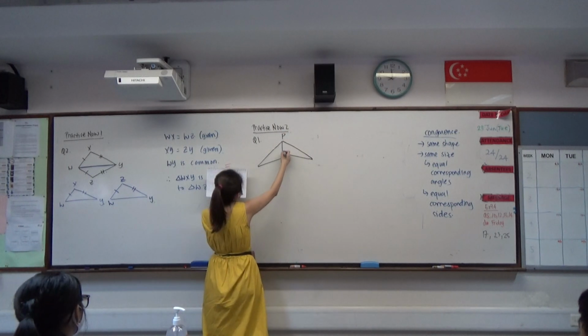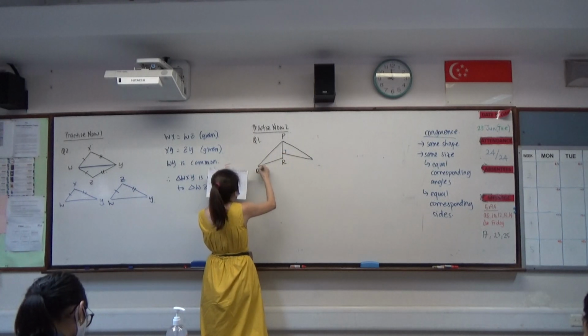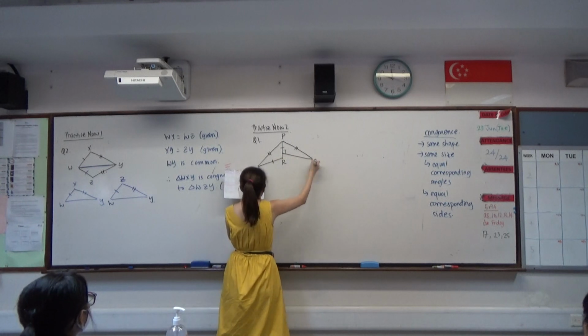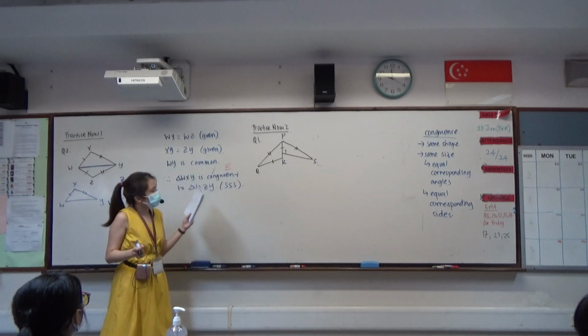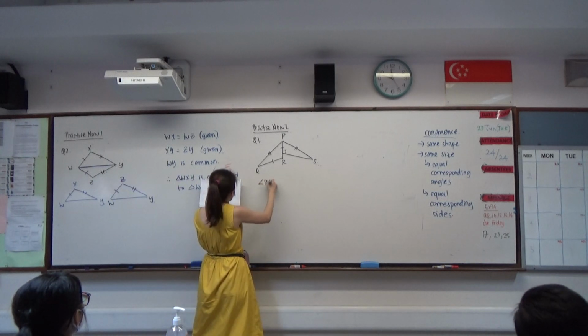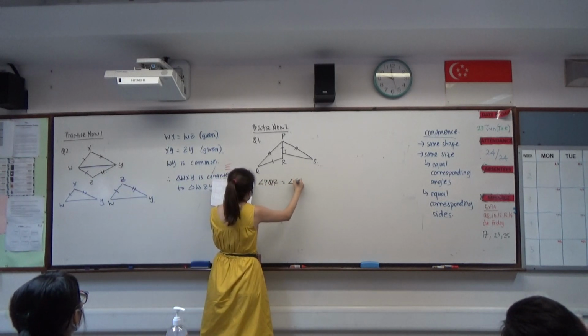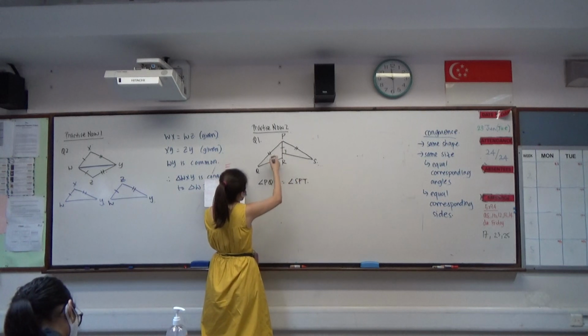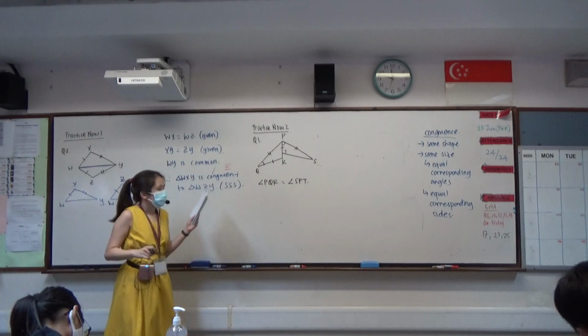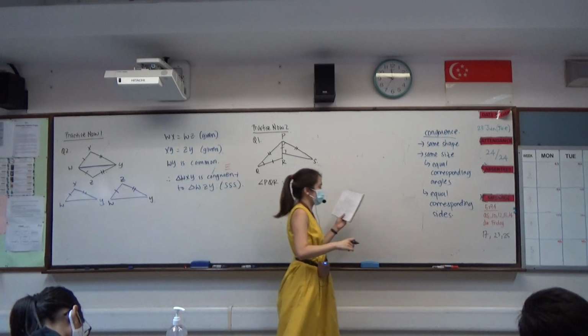Refer to your textbook for a more accurate diagram. Okay, and the question says that angle PQR is equal to angle SPT. PQR is here, SPT. We want to prove that the following two triangles are congruent.